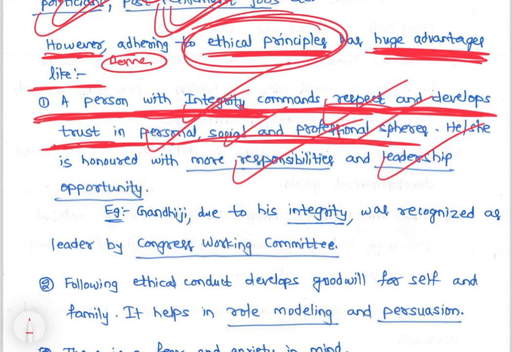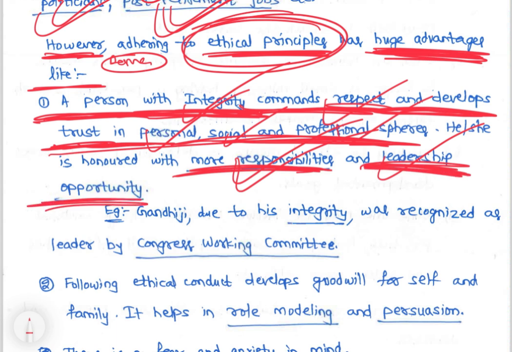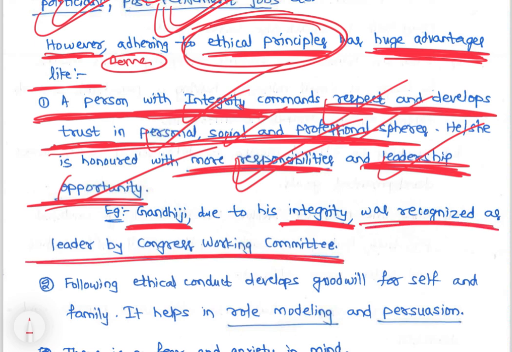Right? So ये नहीं कि ethical conduct follow करने से आपको हमेशा आपके फैमिली को नुकसान होता है. ठीक है? Sometimes, most of the times, you will be honored with more responsibility and more leadership opportunity. Example, Gandhiji, due to his integrity, was recognized as leader by Congress Working Committee. Again, there are many civil servants, because of their integrity, they are given highest positions. Right? Example, former election commissioner. Right?